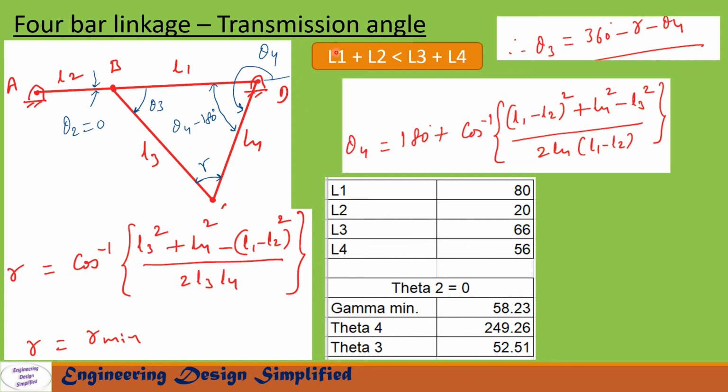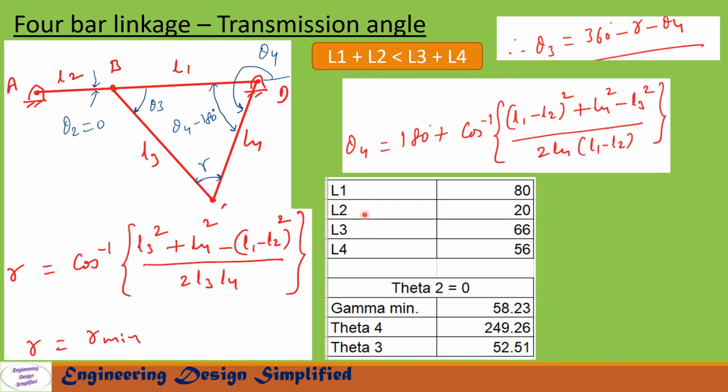Now let us apply this formula. L1 plus L2 will be less than L3 plus L4. So that makes this mechanism a crank rocker mechanism. So using this equation, gamma equal to cos inverse of (L3 square plus L4 square minus (L1 plus L2) whole square) by 2 L3 L4. We found gamma, that is less than 90 degrees, that is 58.23 degrees. So let us call this gamma equal to gamma minimum, that is the minimum transmission angle.